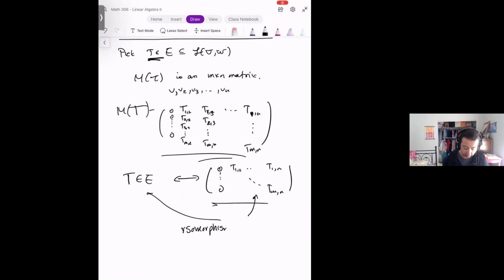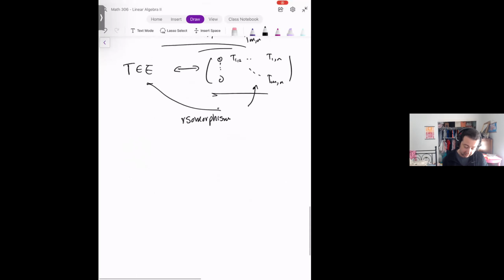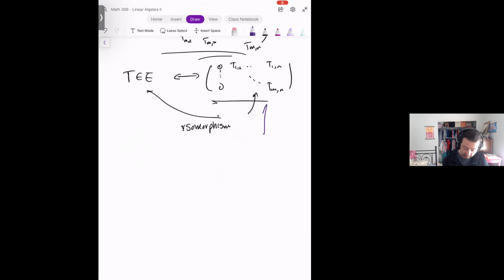Isomorphisms mean things are in one-to-one correspondence. So if you go forward and there's always a column of zeros, then if you write down a matrix with a column of zeros, you can always go backwards to get the operator T that built that matrix. So each one of these matrices comes from a linear map, and each one of those linear maps goes to one of those matrices. And so if I can find a basis for this space, this space has a basis that is m times (n minus 1) dimensional.